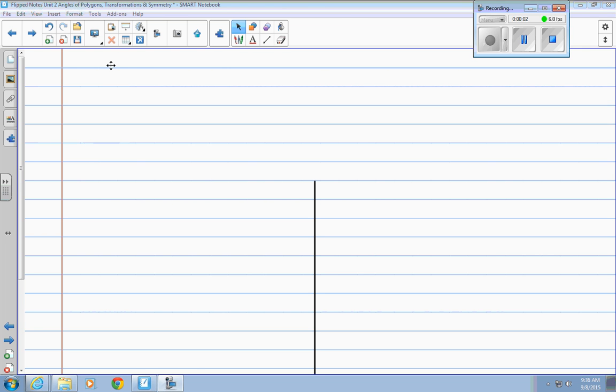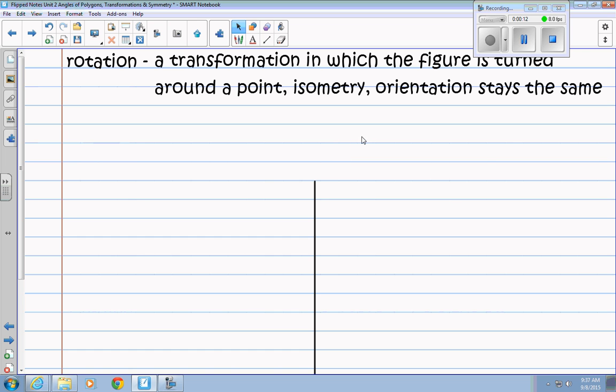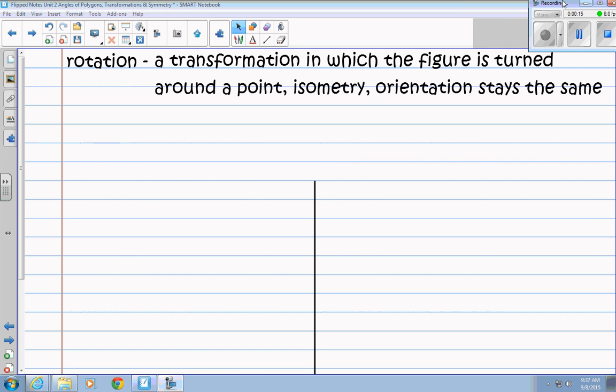Tonight's notes talk about rotations. We talked about them a little bit last class when we said that a composition of two reflections in intersecting lines is a rotation. So a rotation is a transformation in which the figure is turned around a point.